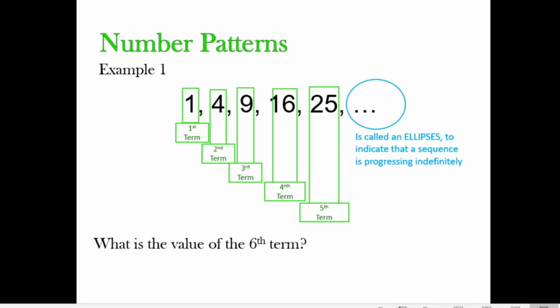Now we observe those kinds of numbers. What kind of numbers are these? 1, 4, 9, 16, 25. They are actually perfect squares. For example, 1 is 1 squared, 4 is 2 squared, 9 is 3 squared, and 16 is 4 squared. Also, 25 is the square of 5. So the sixth term must be the square of 6, which is equal to 36.